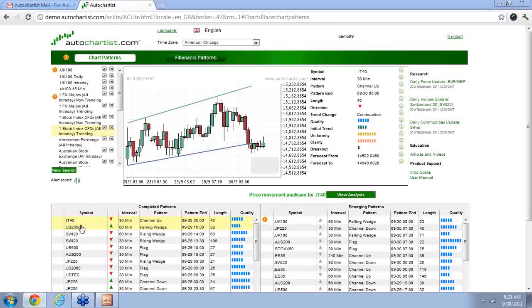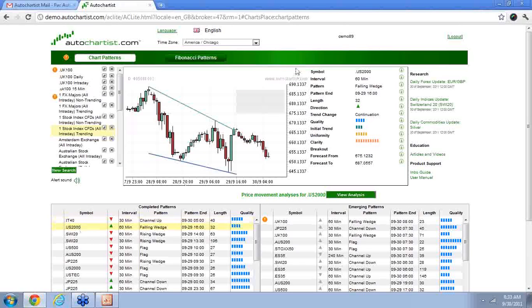Okay, in the US 200, or this is a small cap, you can see that this market too, the way the markets have been trading recently this week is there's been tremendous up moves and tremendous down moves, and that's why we have such a wide channel.